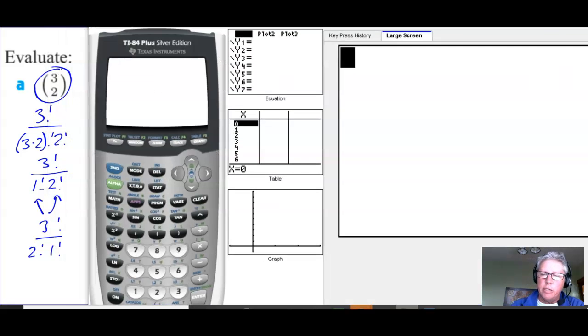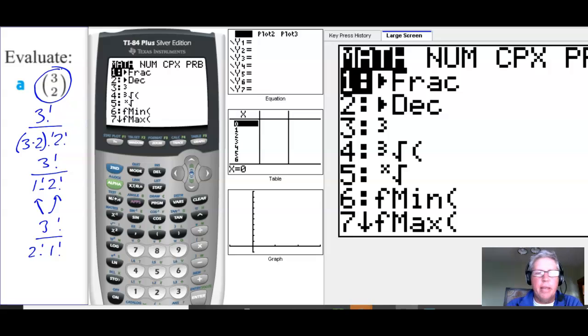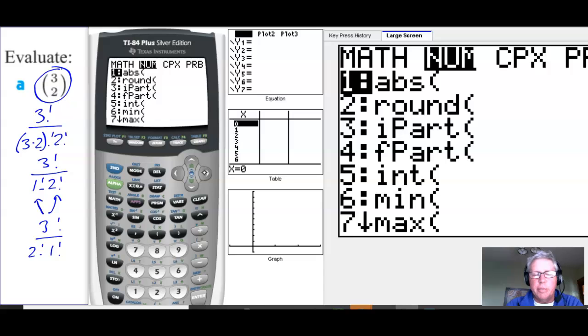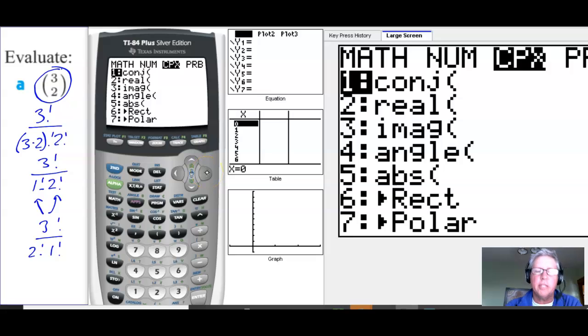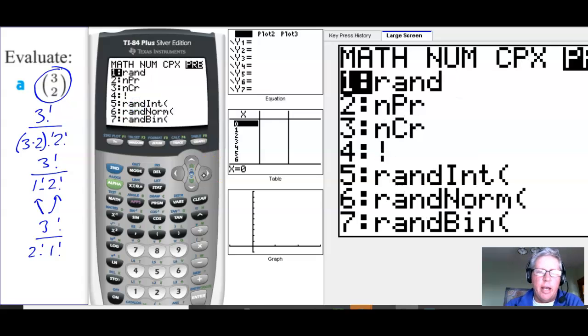So, calculator. Does it work on a calculator? Absolutely. If I want to tell it to do this, I start with my first number, which is 3. Then I go to math. Math, there's tons of stuff. There's derivatives, there's absolute value, the imaginary part. I wonder if we could have done all that with complex numbers. Yes, we could do all that with complex numbers. We'll do that later. Conjugate, real.